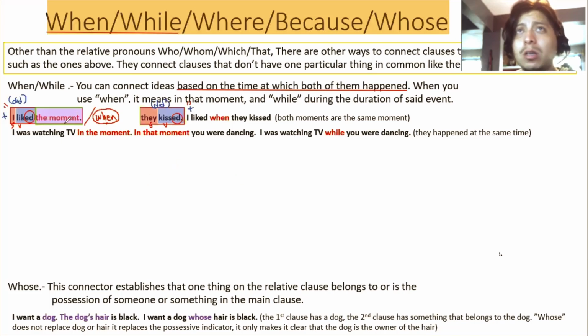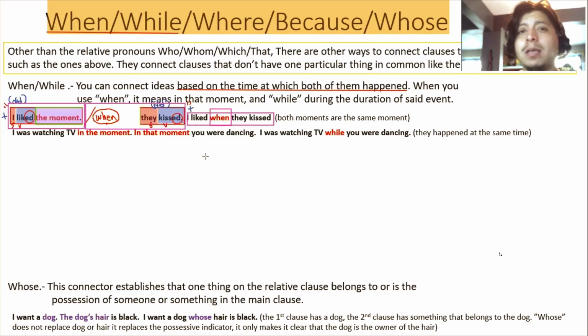When you're using it, what you're saying is that the action in the main clause happened at the same time as the action in the second clause. I liked it, or I liked when they kissed. Both moments are at the same time. The thing that I like and the moment they kissed are the same moment. Yes? The part that I like about the movie and the moment they kissed is the same part, the same moment. Yeah? So I use the connector when.